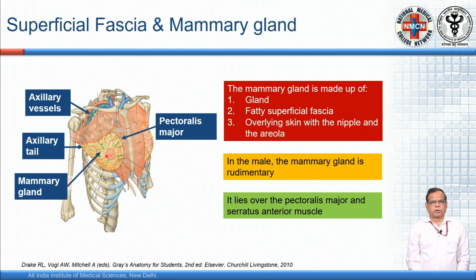The position of the nipple is variable. It lies just medial to the mid-clavicular line in the fourth intercostal space. The mammary gland lies over the pectoralis major and serratus anterior muscle. The mammary gland is supplied by the branches of the axillary vessels and internal thoracic vessels.